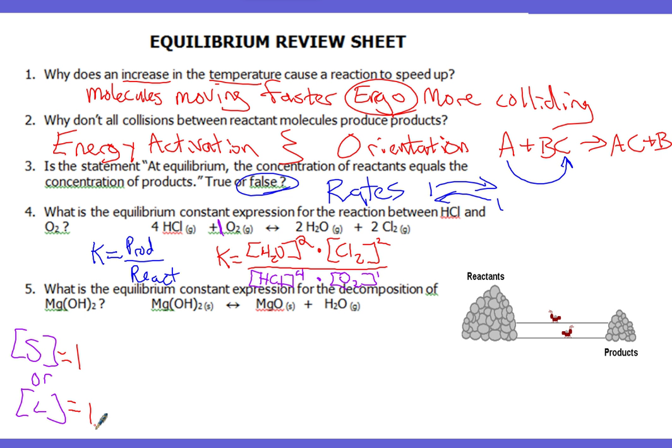How many of them are solids in number 5? 2. That's a solid, and that's a solid. So this one is equal to K times 1 times H2O over 1.